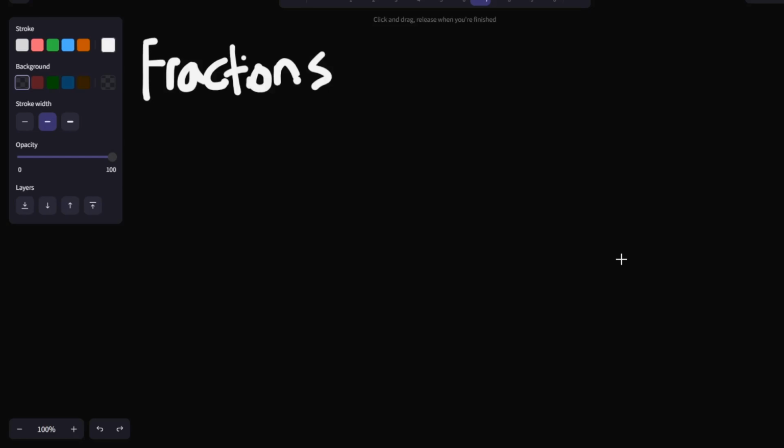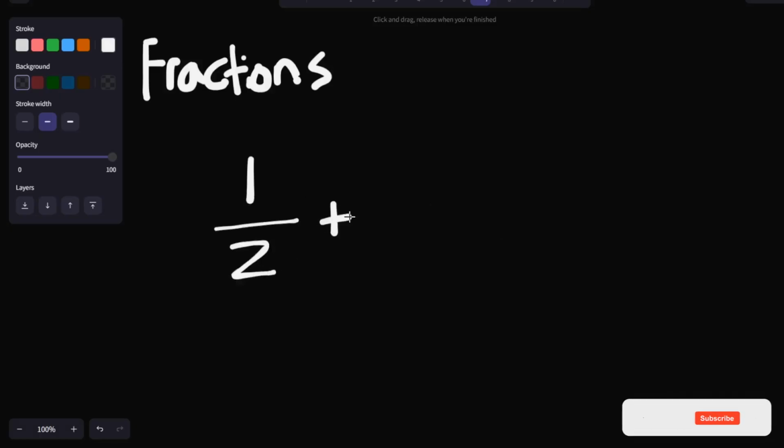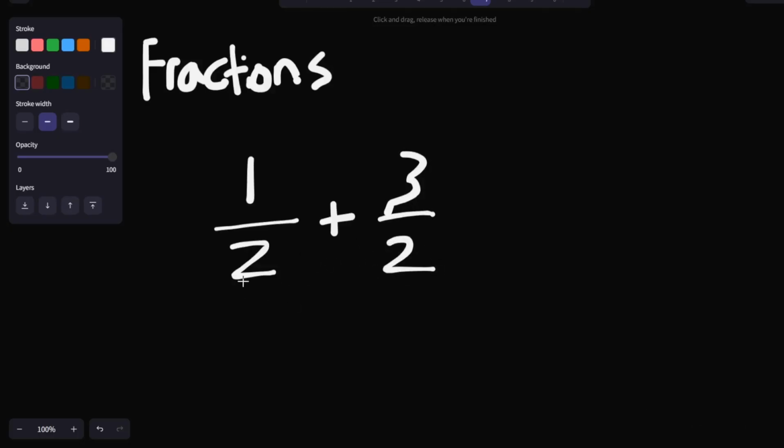If the denominators are the same, adding is super easy. So let's say we have 1/2 plus 3/2. As you can see, the denominators are the same, they're both 2. The bottom numbers are both 2. Since they both match, we just add the top numbers.